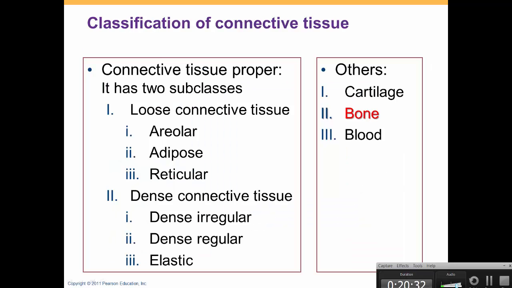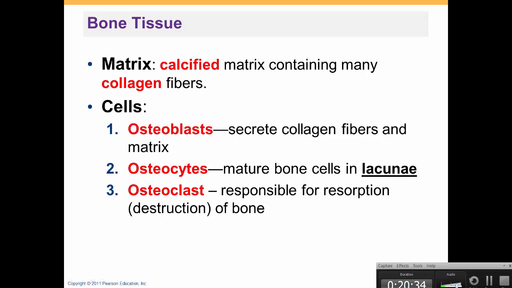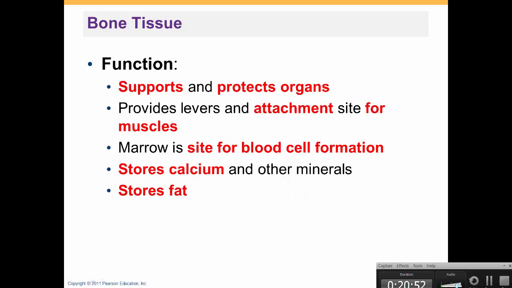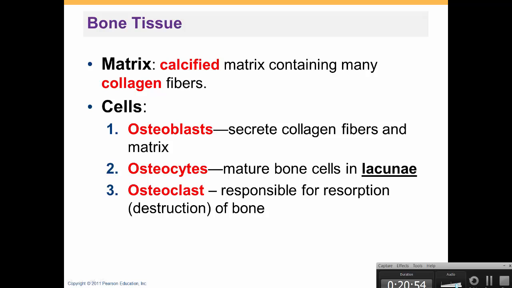The next type is the bone. The bone has the calcified matrix. So this is the only one that has calcified matrix. We never had any matrix that was calcified before. And it has three different types of cells. We have the osteoblasts. These are the ones that secrete collagen fibers. And when they get trapped in the lacunae, which is basically the spaces where these cells reside, they're now called osteocytes.